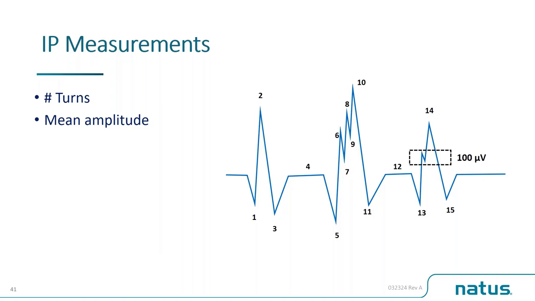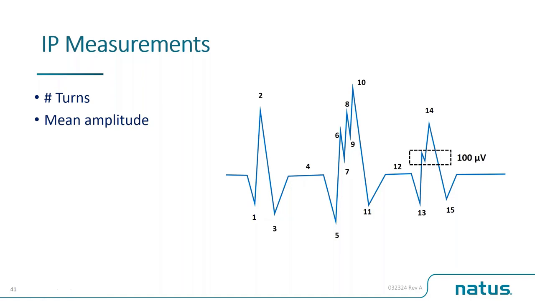And one such method was developed by Willison by measuring the number of turns. How many times does the signal change its direction? And because you may get small changes in direction because of noise, we put a threshold of 100 microvolts in order to be counted as a turn. So here the amplitude is less than 100 microvolt, we don't consider this a turn. So these are the turns. And we can also measure the amplitude between successive turns, and the average value is called the mean amplitude.